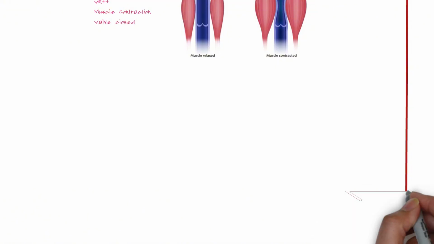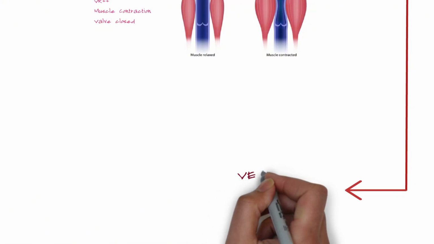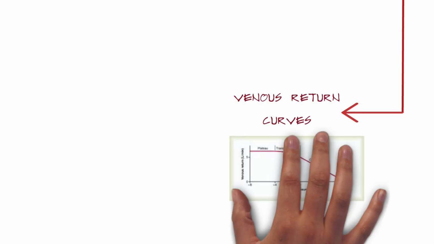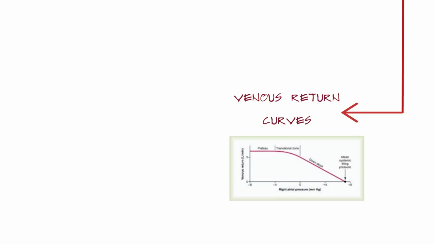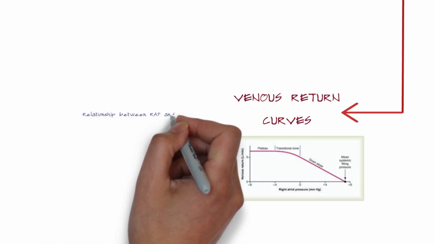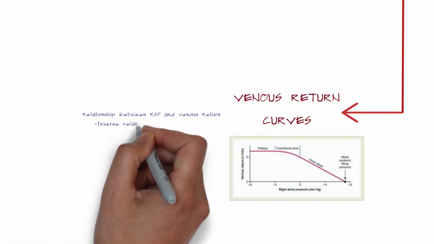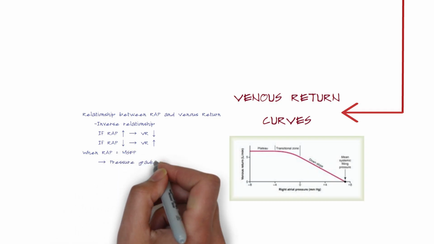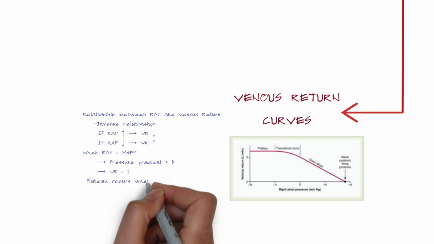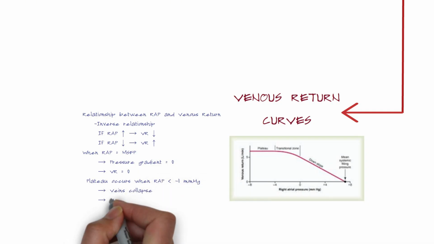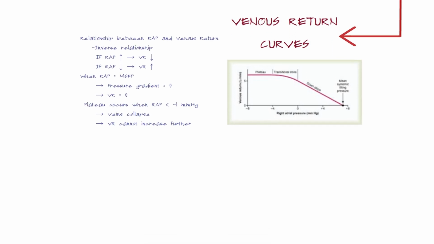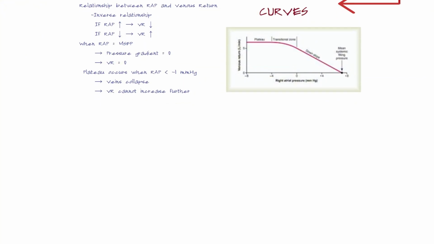Let's move to the venous return curves. We have three curves describing three important relationships. First, the relationship between the right atrium and venous return. The relationship is inverse. That is to say, when the right atrial pressure increases, the venous return decreases, and we have two important points. The intersection point is when the right atrial pressure equals the mean systemic pressure, so the venous return equals zero. The second is the plateau, and this plateau occurs when the right atrial pressure falls below -1, so the vein collapses and the venous return reaches the plateau and cannot increase further.